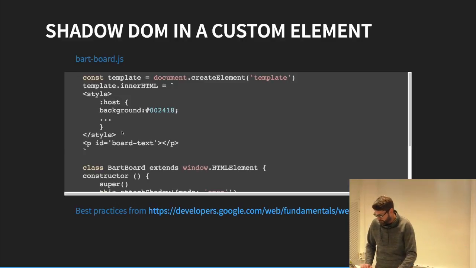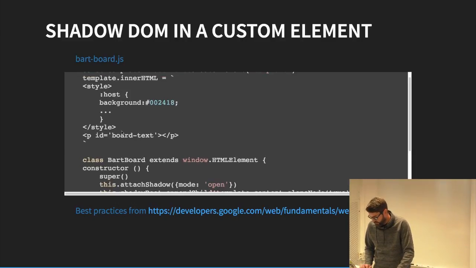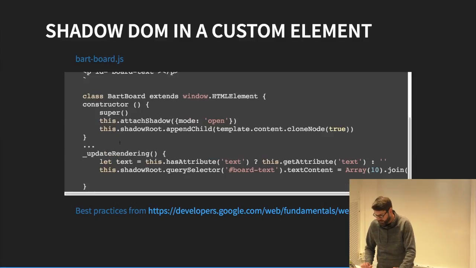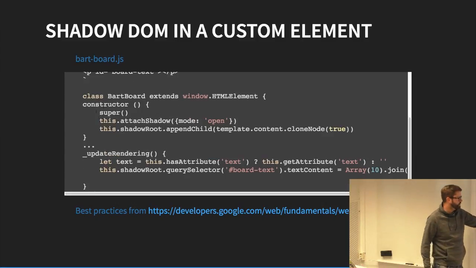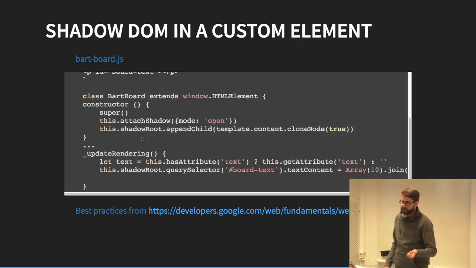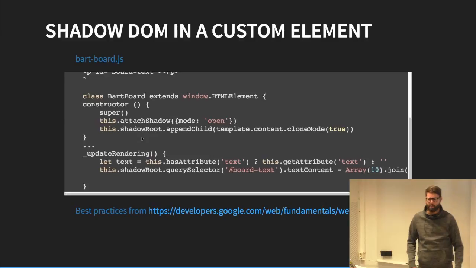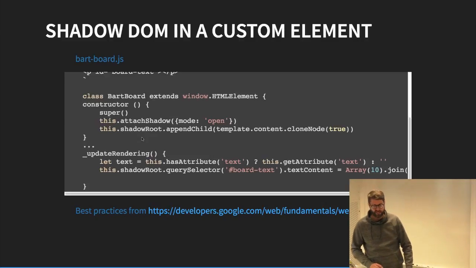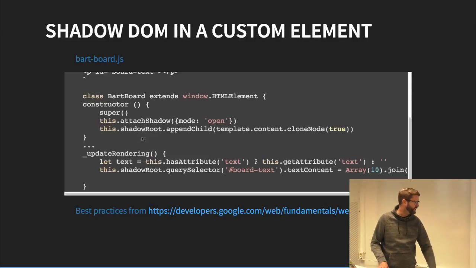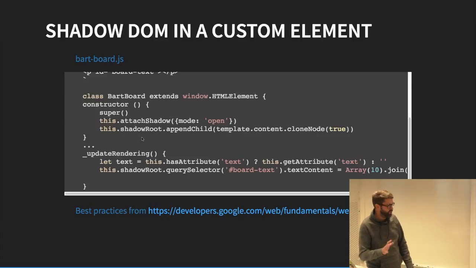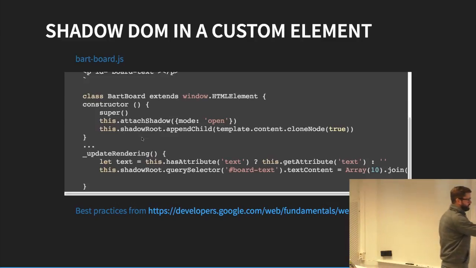Then I create my board, kind of the same as last time. I've updated some things. With this dot attach shadow, I'm telling the browser that this custom element wants a shadow DOM. By calling attach shadow, I will use mode open. You will probably know that there is a closed shadow DOM as well. I'm really not sure what that does, so just use the mode open in this case.